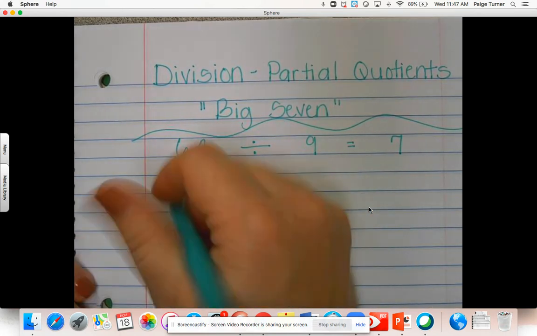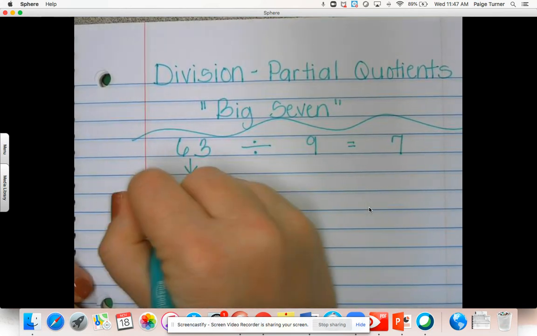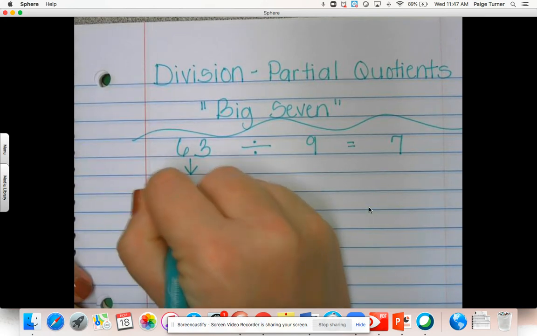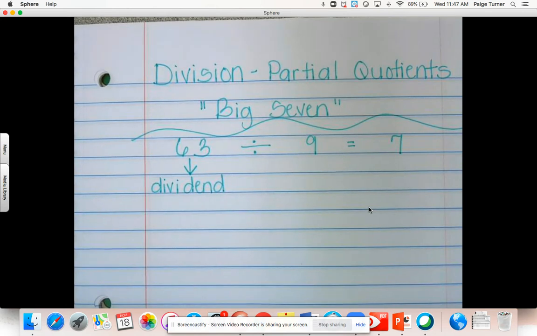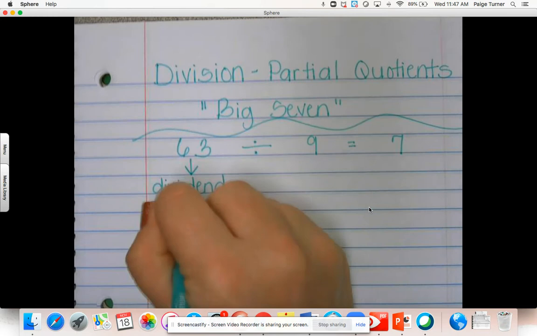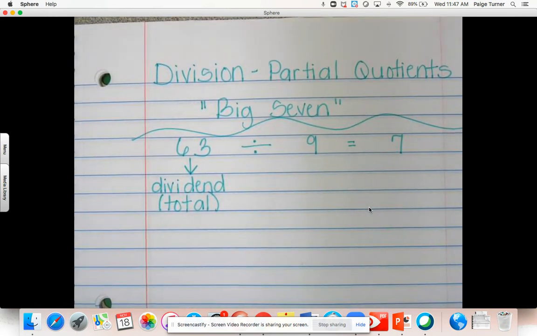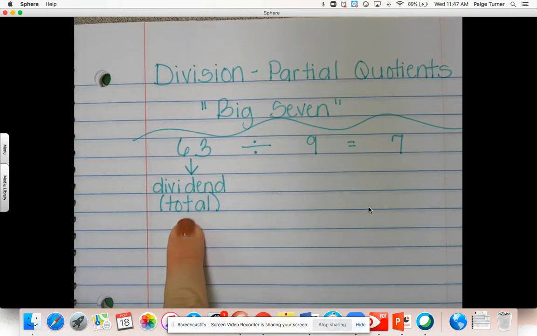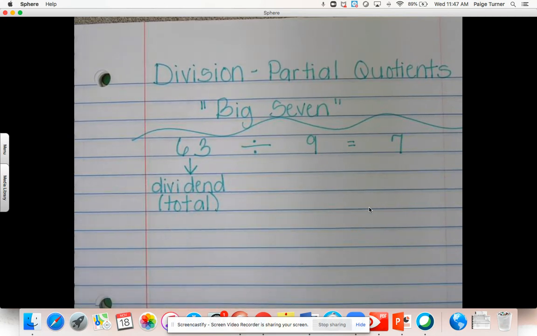So here's some words you need to know. 63, which is the first number of our division problem, has a name. It's called the dividend. And this is also going to be your total. Just like earlier when we were doing the division where we had those shapes and we knew how many shapes we had and we put them into groups, we knew the total number of shapes. That first number is called the dividend, okay?